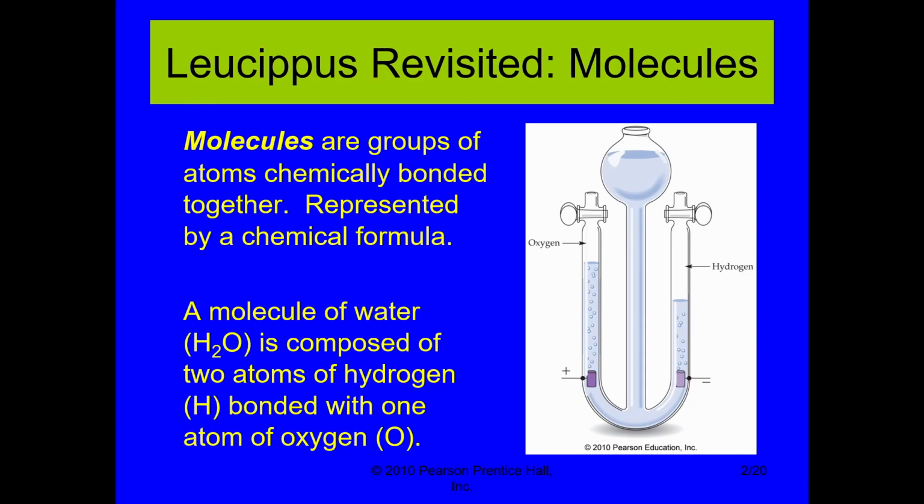Molecules are groups of atoms that are chemically bonded together and represented by a chemical formula. One of the most common molecules that you are aware of in your everyday life is water. Water is composed of 2 hydrogen atoms bonded with 1 oxygen atom. In the next chapter, we'll look at a more detailed inspection of not only water, but a variety of other atoms and build molecules with these atoms.